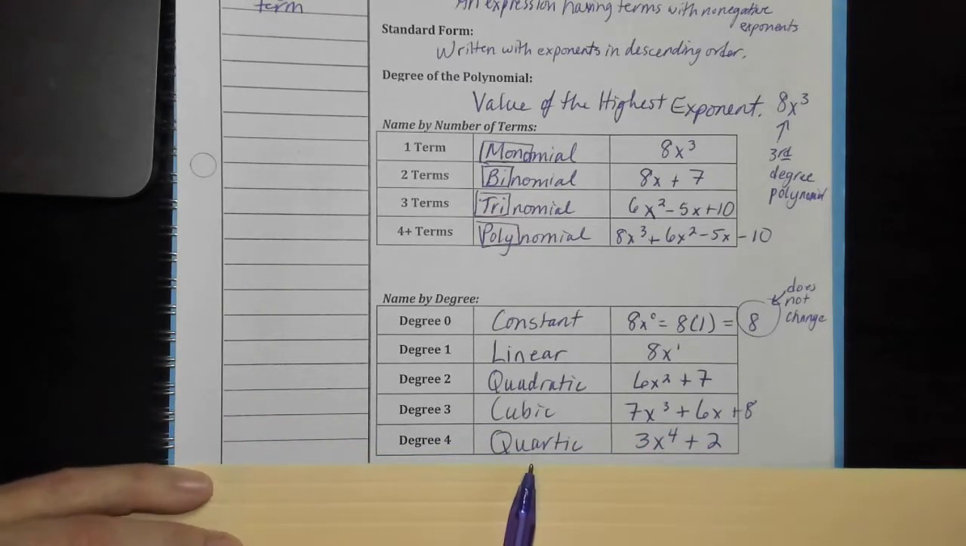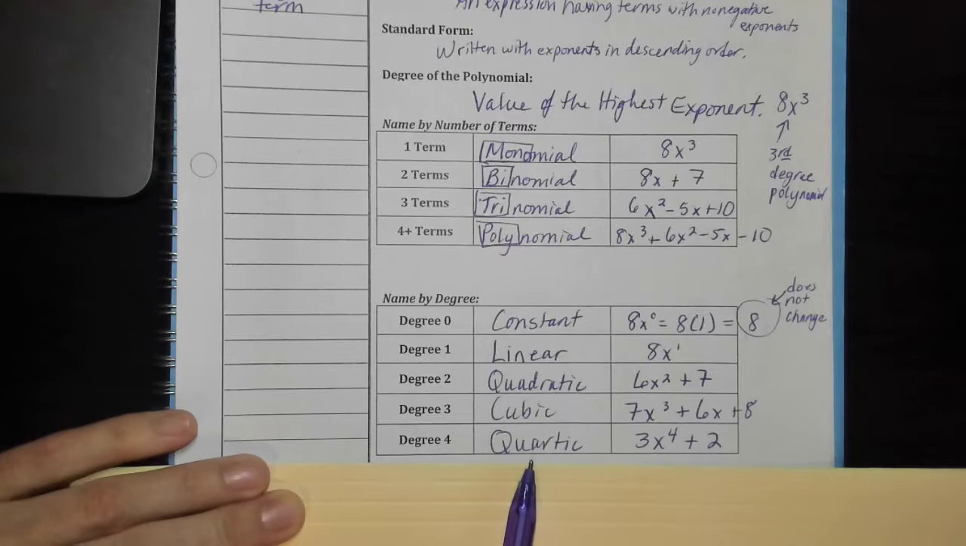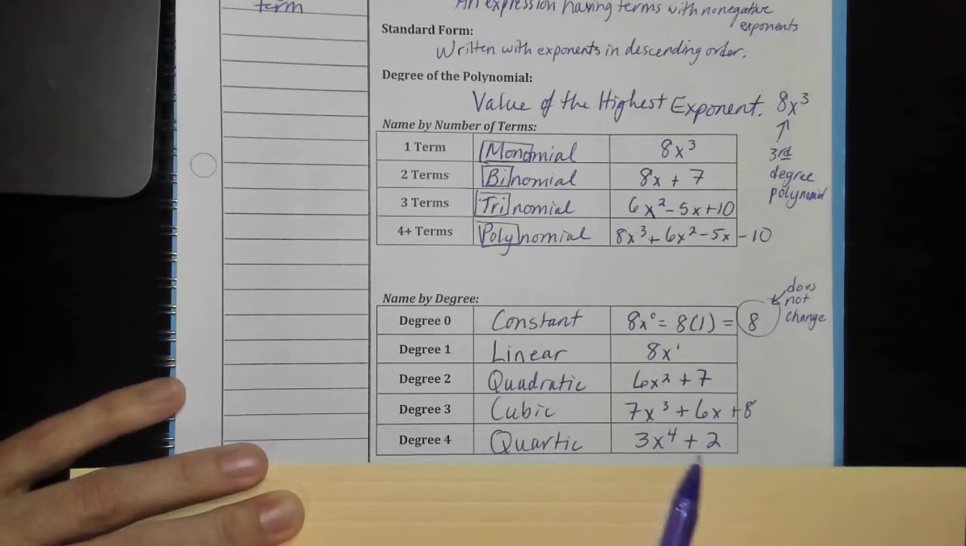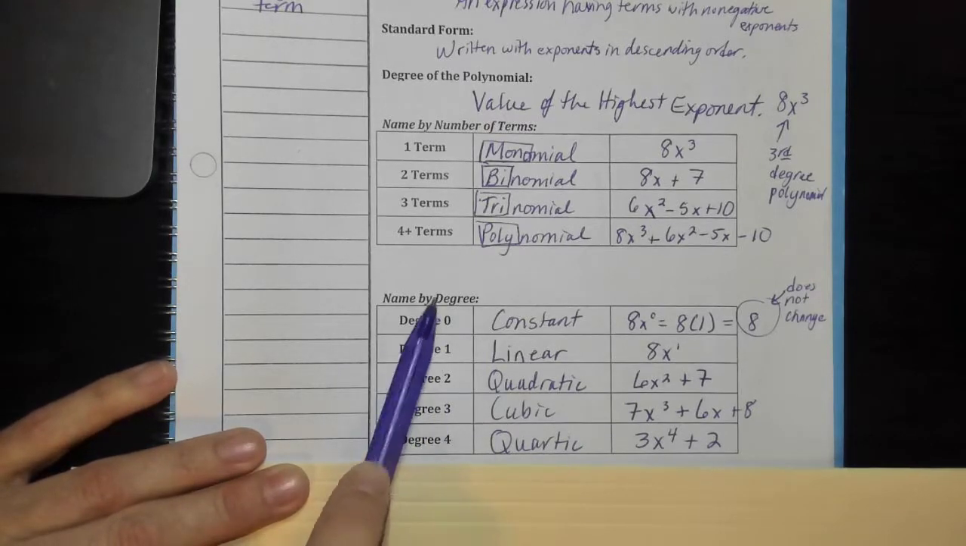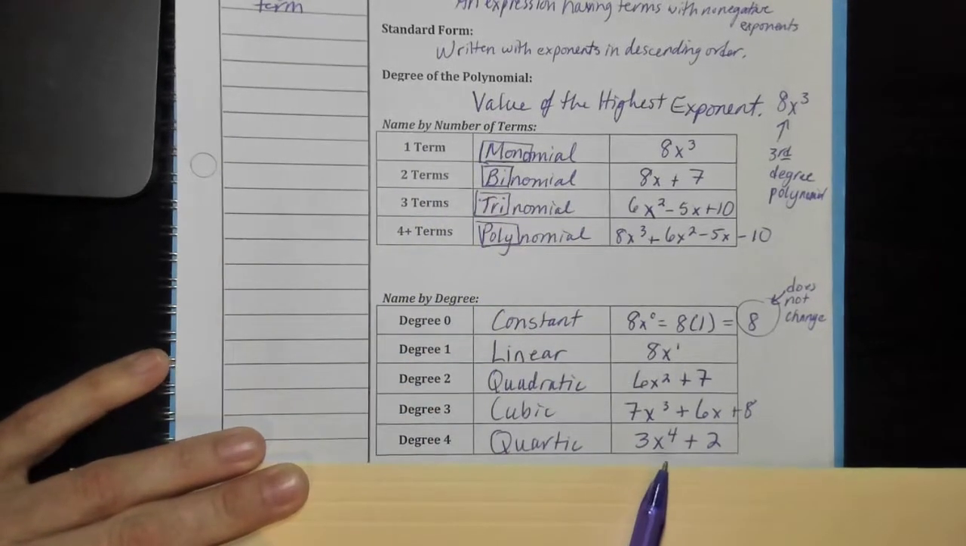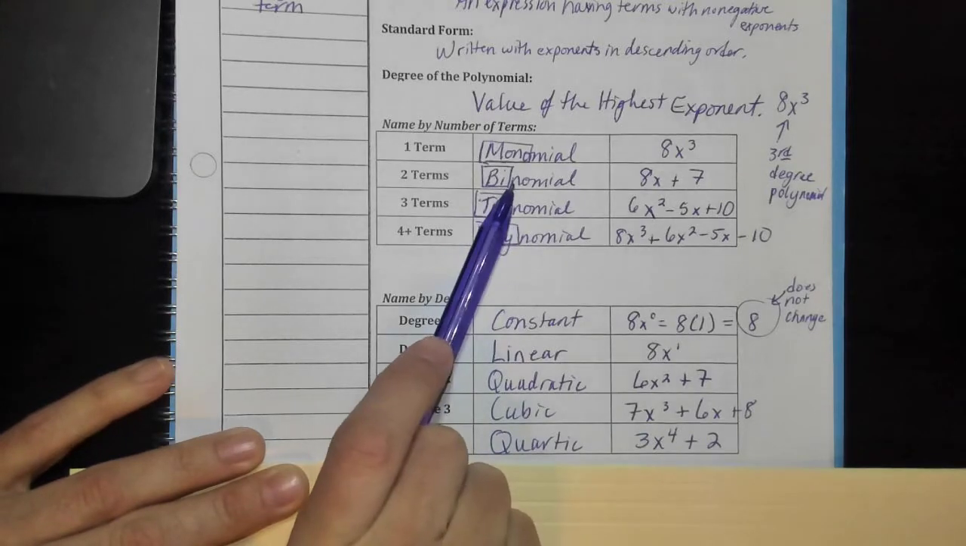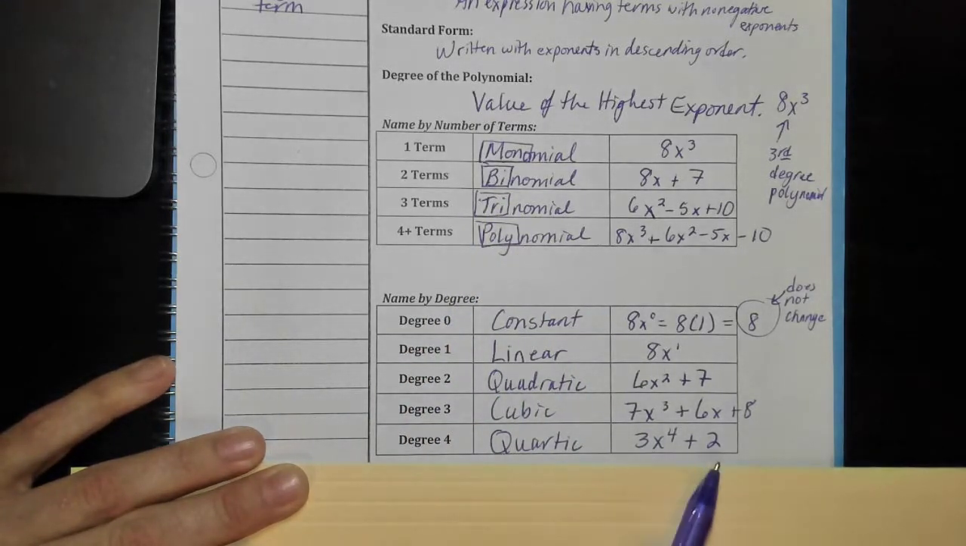Quartic, we do have a name for 4th degree, quartic. So 3x to the 4th plus 2 is an example. If I were to name this based on its degree and on number of terms, I would call this a quartic binomial because there are only 2 terms.